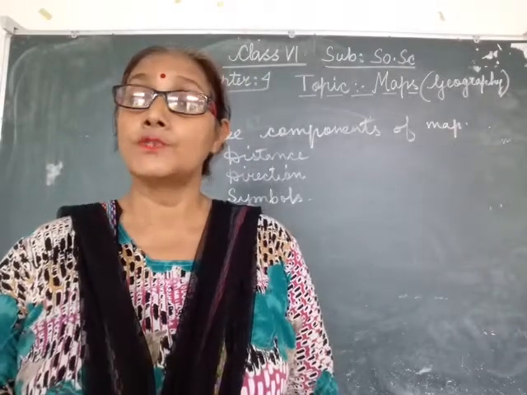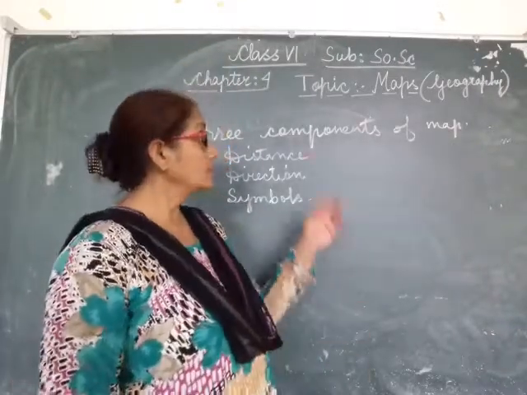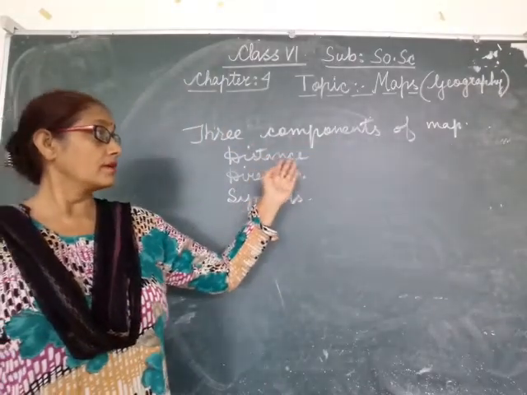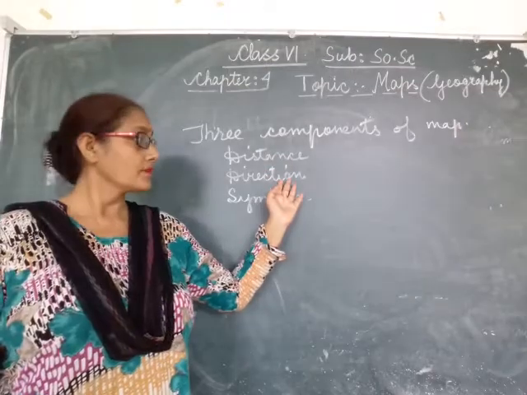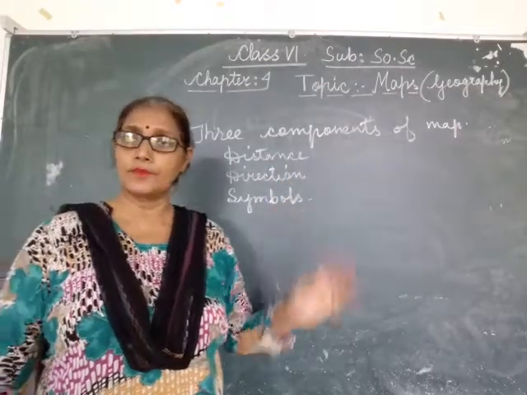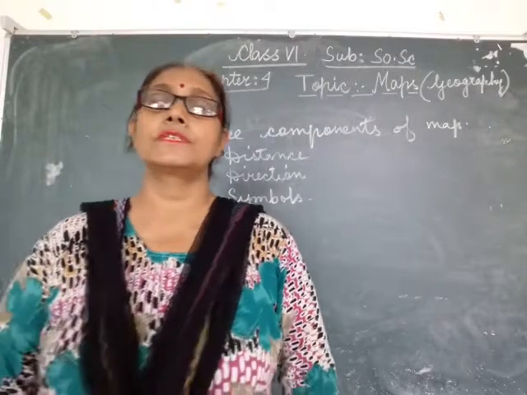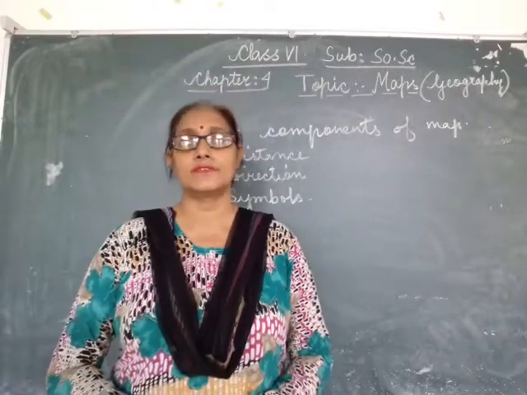Now, let's know about the three components of the map. The three components of a map are distance, direction and symbols. First we will discuss distance. What is distance?